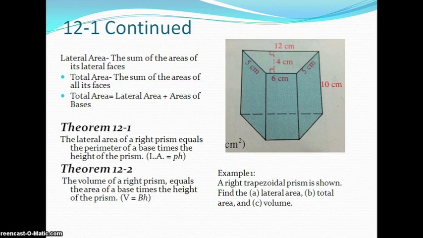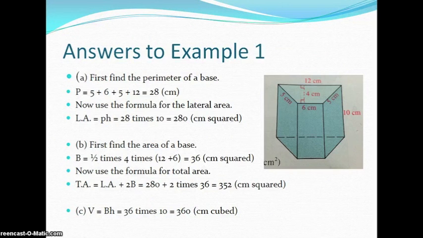Now let's try an example. Example 1. A right trapezoidal prism is shown. Find A, the lateral area, B, the total area, and C, the volume. The answers to these are, A: first find the perimeter of a base. The perimeter equals 5 plus 6 plus 5 plus 12, which is 28 centimeters. Now use the formula for the lateral area. Lateral area equals perimeter times H, which equals 28 times 10, and that equals 280 centimeters squared.